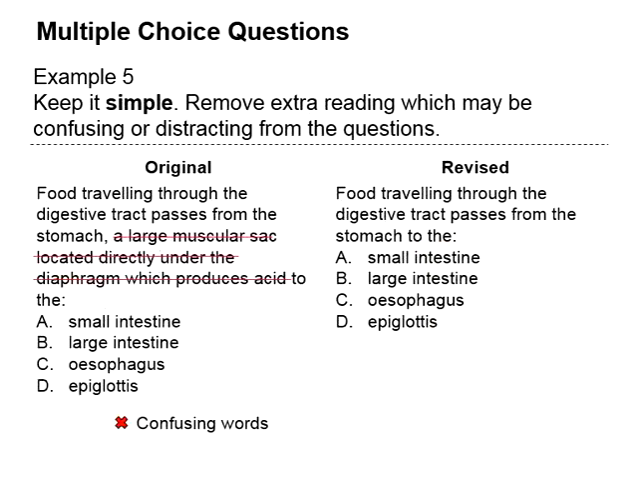Next, we would like to keep our problems as simple as possible. Remove extra reading, which may be confusing or distracting from the questions. Taking this as an example, some information is obviously not necessary. If it is not necessary, you might as well just remove it. Now, how can you tell the relevant information is necessary?